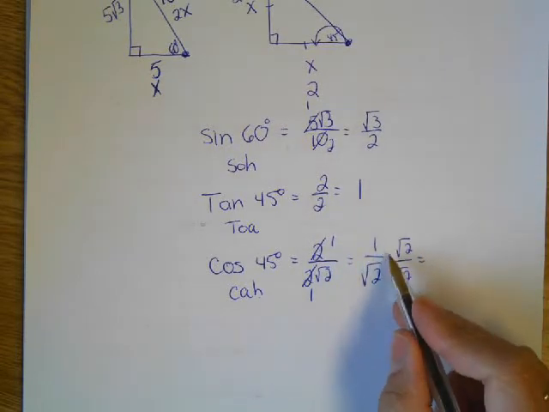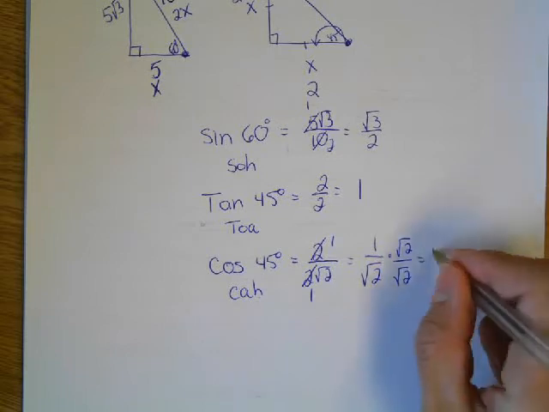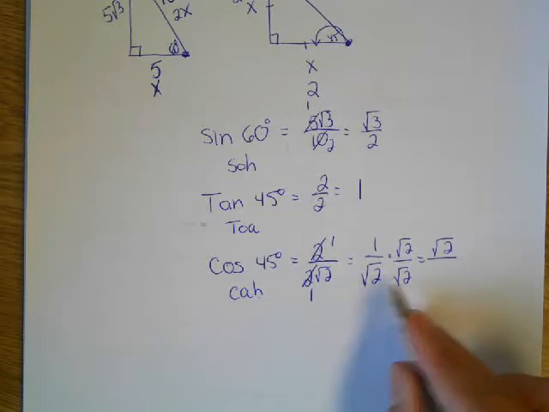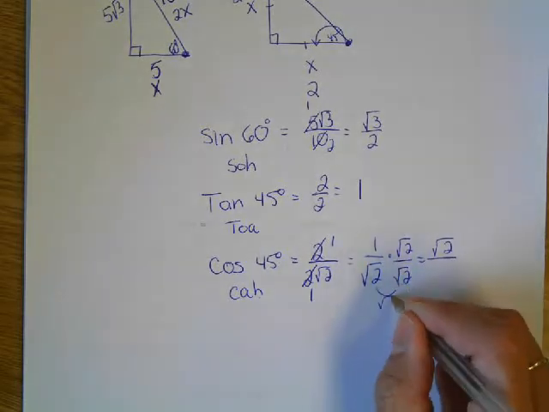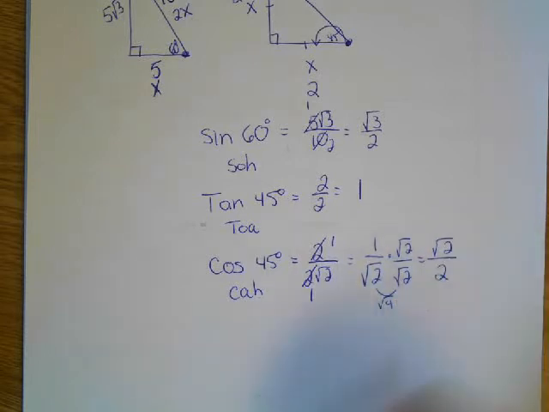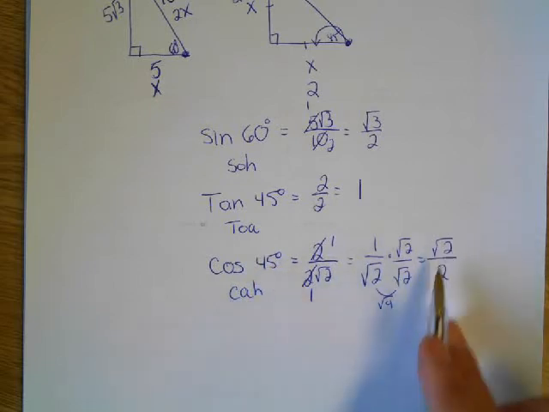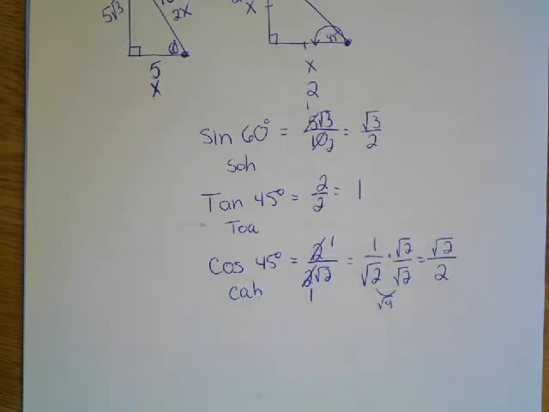So the top becomes 1 times the square root of 2 over, in this, remember it's square root of 4, because you multiply underneath, and then the square root of 4 comes back to a 2. Just a 2 without the square root. So the cosine of 45 degrees is square root of 2 over 2.